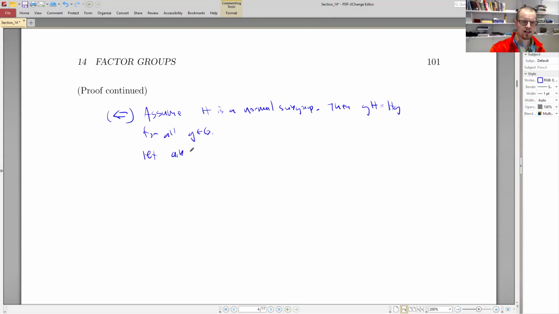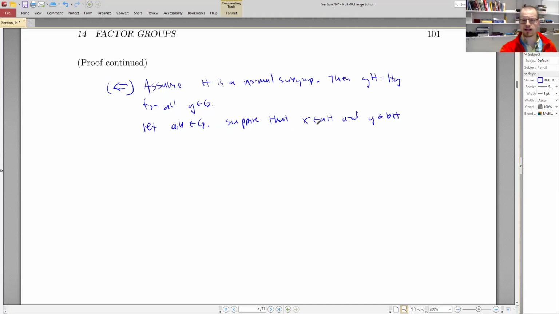Let's let a and b be elements of G, and suppose that x is an element of aH and y is an element of bH. Again, if I want to show well-defined, I want to show that aH times bH is the same as xH times yH. So suppose that x is in here and y is in there, so that way I can get that thing that I'm looking for. Right, use those different representatives.